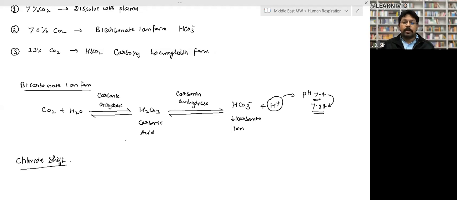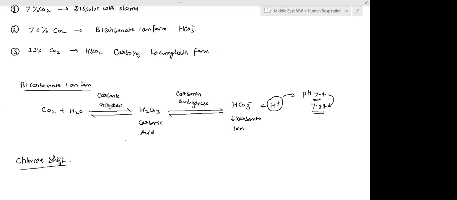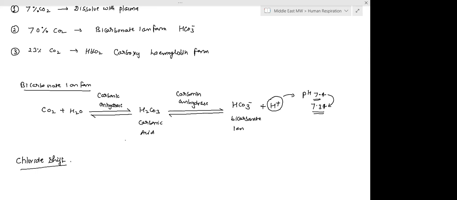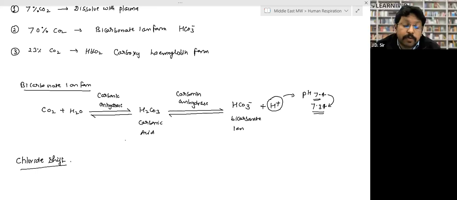So tell me if you have any doubt. Which topics are frequently asked in medical examinations? The most frequently asked topic from this chapter is respiratory volumes, like RV, TV, ERV, IRV. Second, you will get questions from the transport of CO2, chloride shift, and hamburger effect. These are the only areas you'll get questions from.